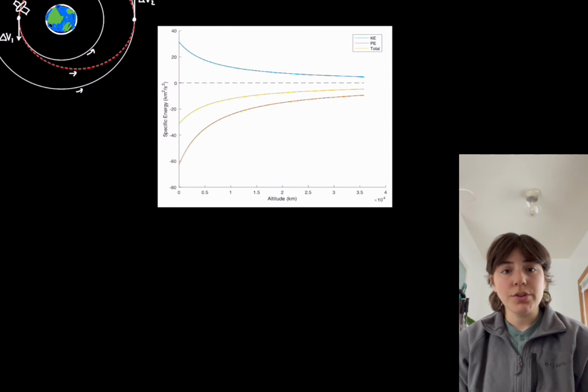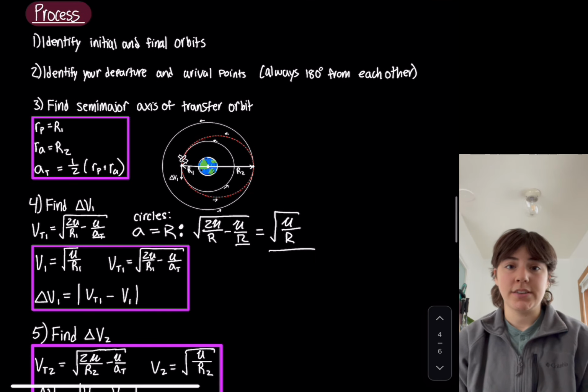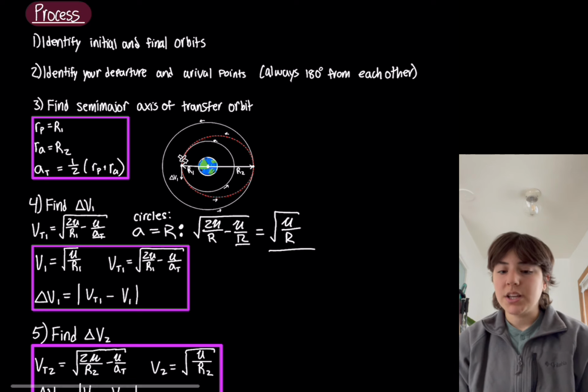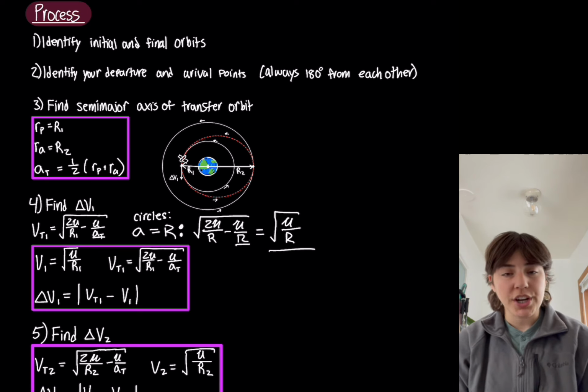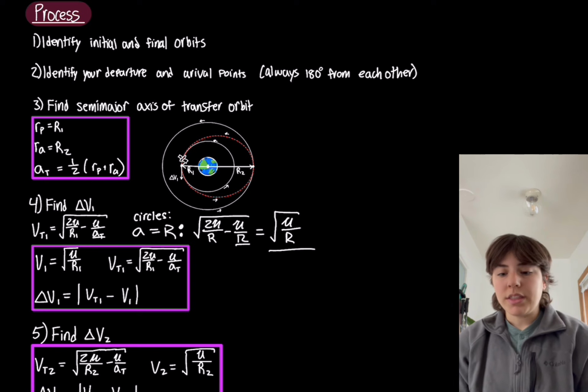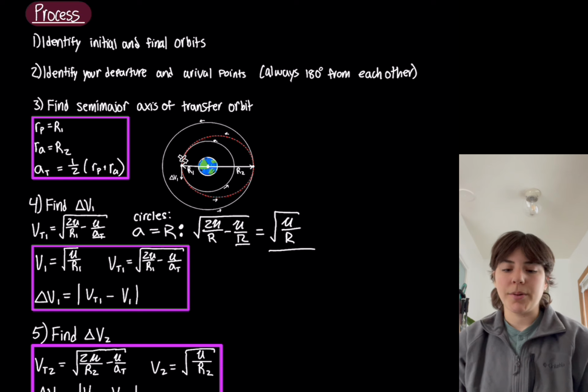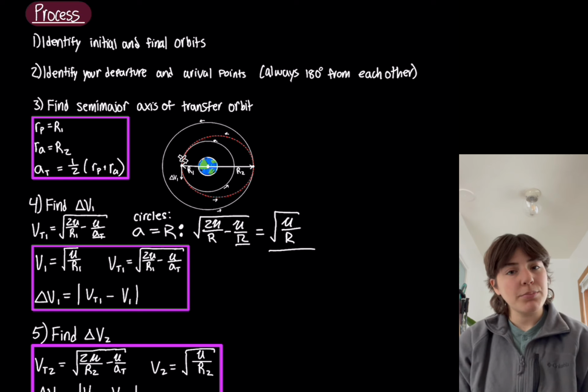So in order to do a Hohmann transfer, you need to first identify the initial and final orbits. You need to identify their departure and arrival points. So they are always 180 degrees from each other to cause them to be tangential to each other. And the third step would be to find the semi-major axis of the transfer orbit.